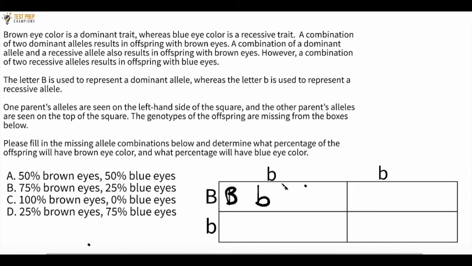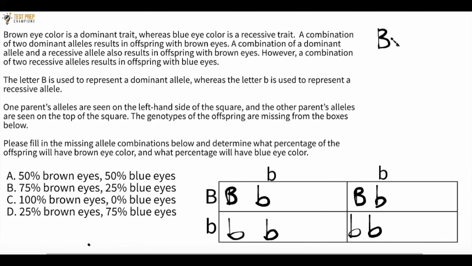To fill out this chart, this parent puts in a big B. This parent is going to put in this little b. We're just filling out all the different combinations here. So here we've got little b combining with a little b. In this case, we've got a little b combining with the other little b. I like to make things as simple as possible. I believe that simple is better in most cases.